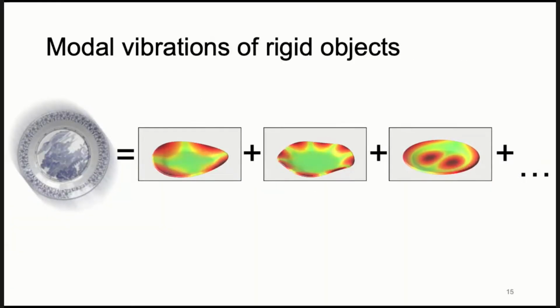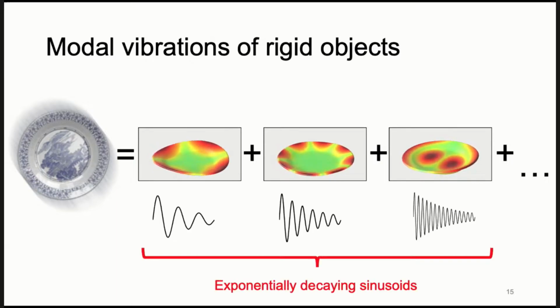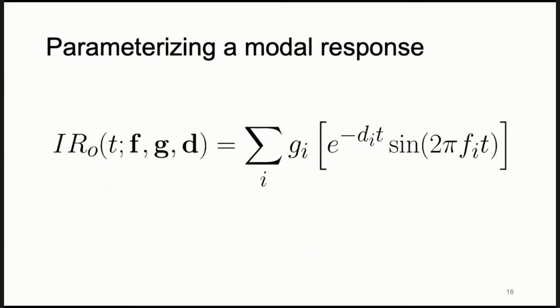Rigid object vibrations are well modeled by modal vibration models, which are based on spring damper models of a network of particles within the objects. As shown here, each object has multiple modes of vibration occurring simultaneously, with each mode vibrating with a different frequency, initial gain, and damping. So an object's impulse response can be expressed as just a sum of exponentially decaying sinusoids.